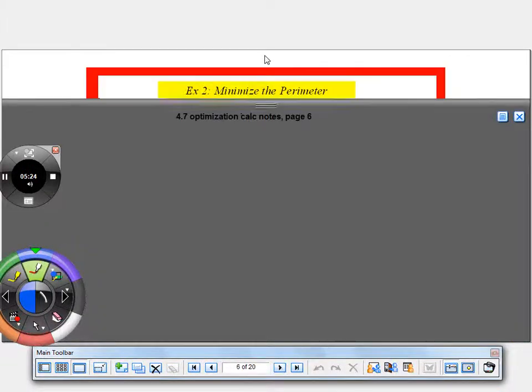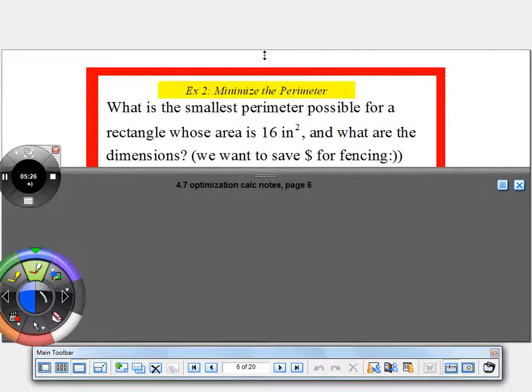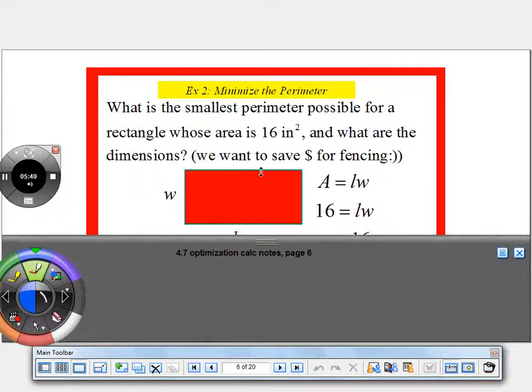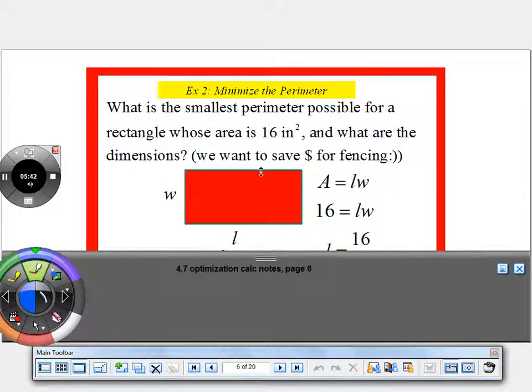Next one, we want to minimize the perimeter. So what's the smallest perimeter possible for a rectangle whose area is 16 inches squared? And then go ahead and figure out the dimensions. Okay. So we go ahead and draw a picture. So here's a rectangle. It has dimensions, length and width.